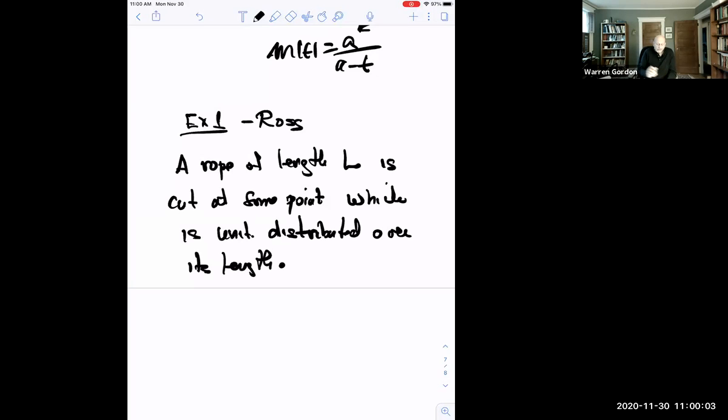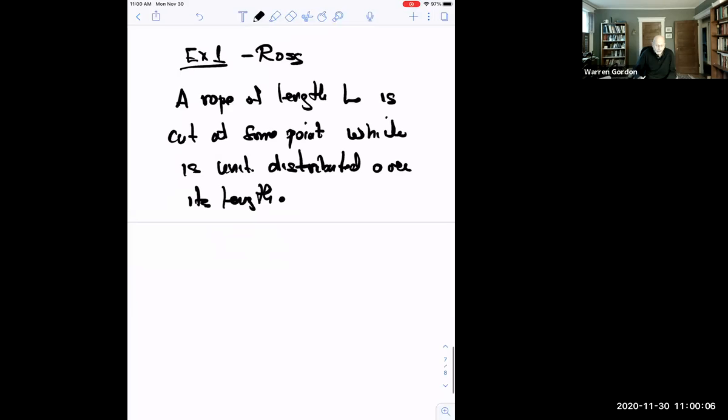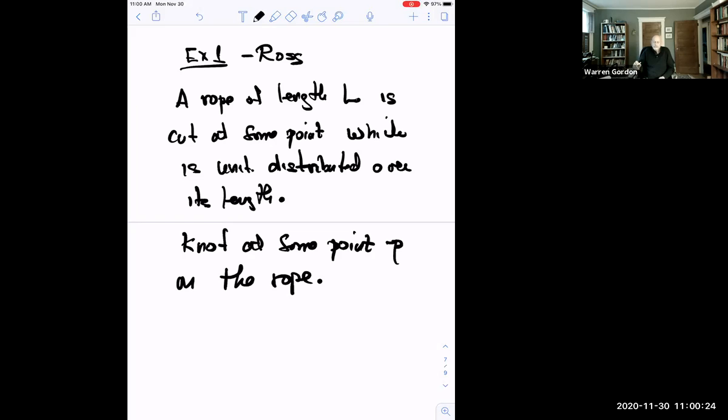Okay. Now it turns out that this rope, and let's suppose there's a knot at some point P on the rope. So I have this rope of length L, and I'm going to cut it at some point, and I'm telling you the point at which I cut it is uniformly distributed over the length. So I'm telling you the PDF is 1 over the length.